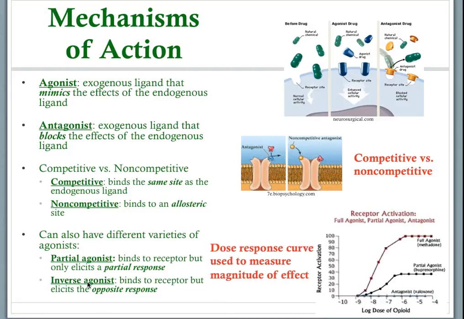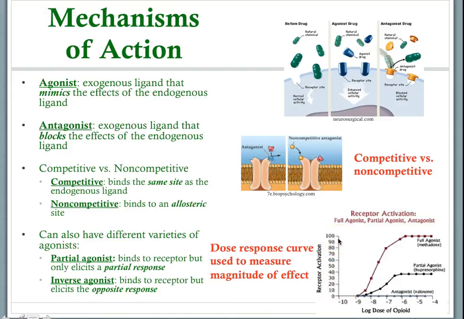Now, we can measure the magnitude of an effect in a biological system by something called the dose response. We talked a little bit about this before. The dose response allows us to measure the magnitude of an effect. So here you can see that there are three curves. We're using a logarithmic scale here, and this curve was generated in response to an opioid drug. On the y-axis, what we're measuring is the percent of receptor activation.